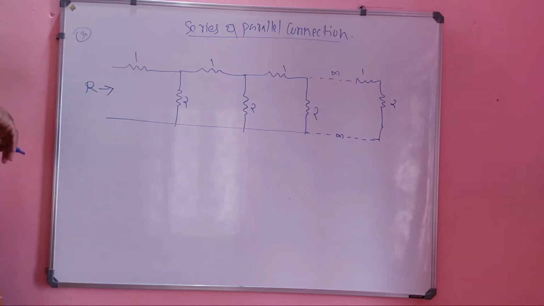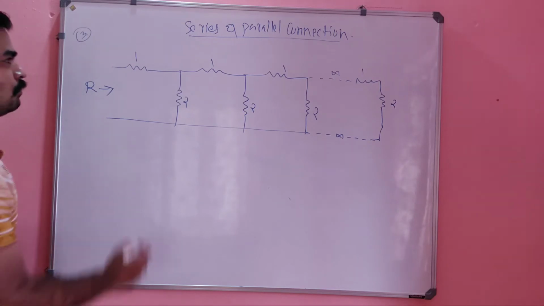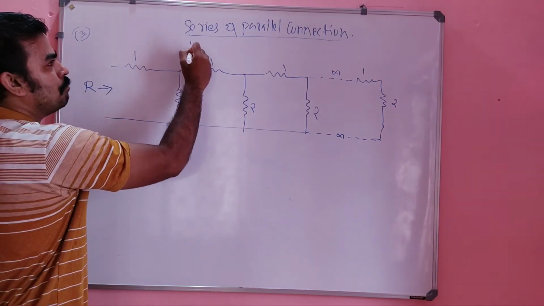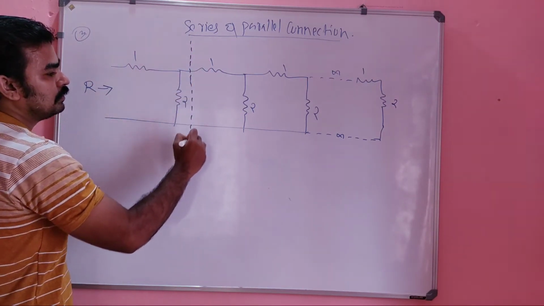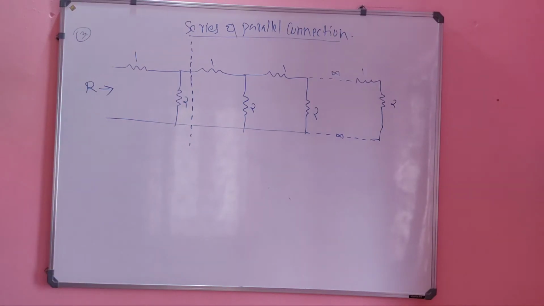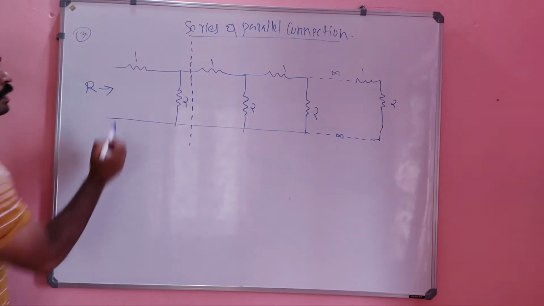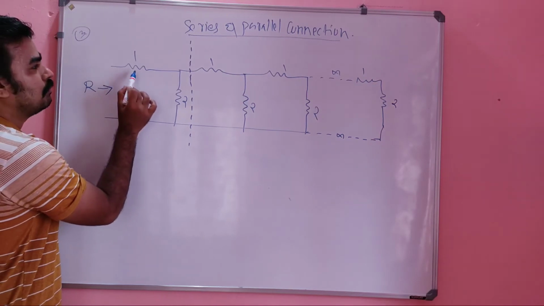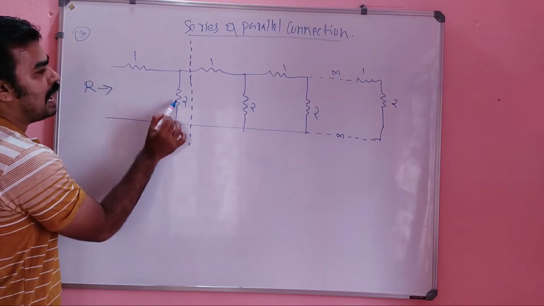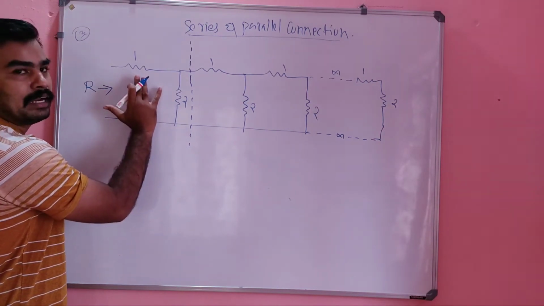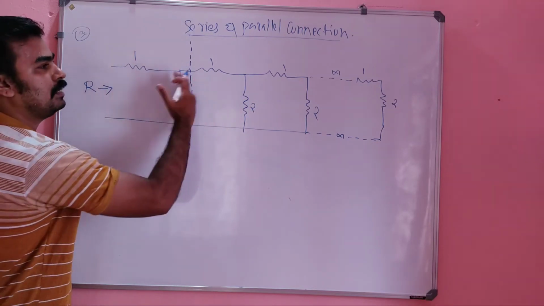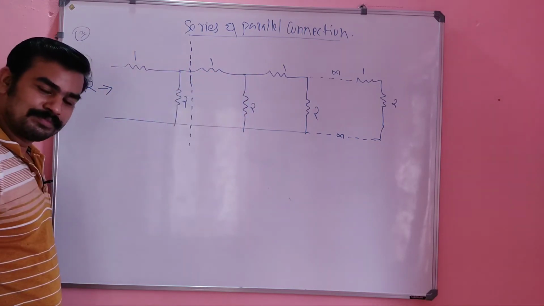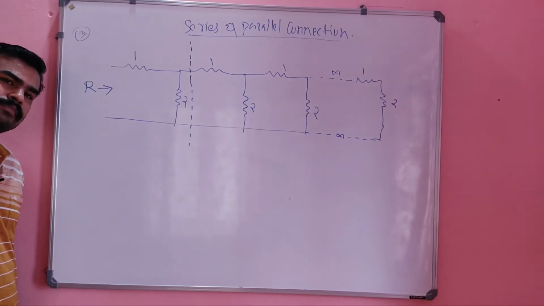So how can we solve this? For that, I am breaking the circuit like this. That means the first combination, 1 and 2, I keep there and I cut the remaining portion and divide the circuit into 2.